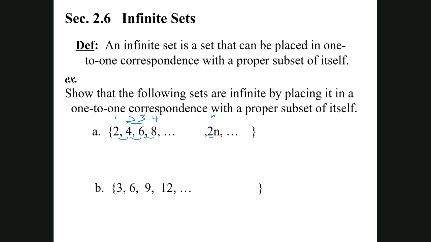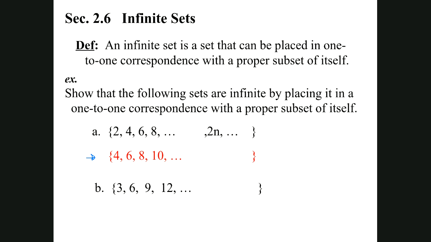Alrighty, so what we're trying to do, and we don't want to forget, is show that the following set is infinite. How? We place it in a one-to-one correspondence with a proper subset of itself. All right, so in order to create a proper subset, I'm just going to get rid of the first term, 2. There we go. I'm going to start with 4. Now I know that this right here is a proper subset, because it has fewer terms. I took out the first term. I took out the 2.